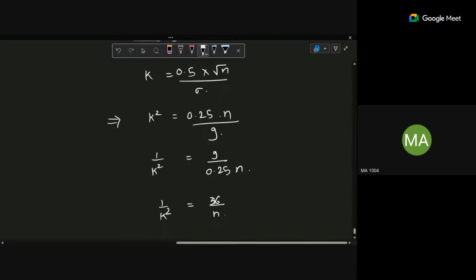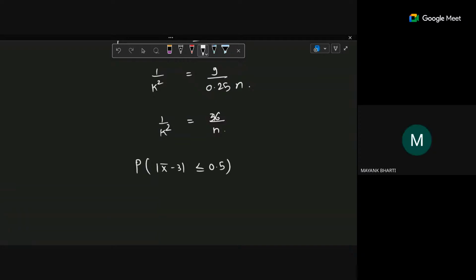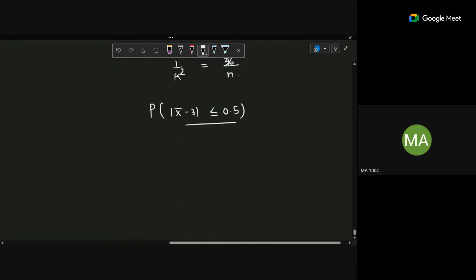So what is the probability that x bar minus 3 is less or equal to 0.5? Will be what? Greater than or equal to. Just take it, okay? Yeah, it will be greater or equal to 1 minus 36 by n. Yeah, that's it. Is there any such option? Yes, ma'am. So yeah, the option number 3.